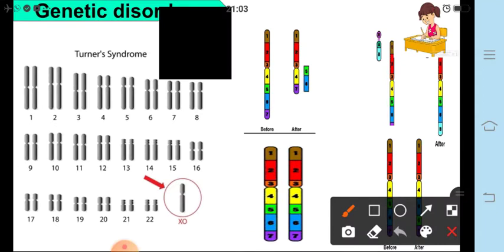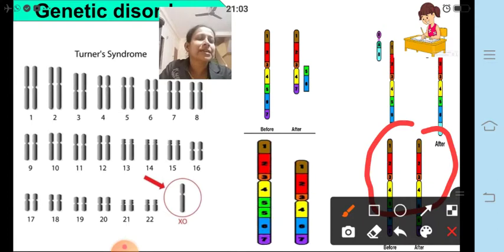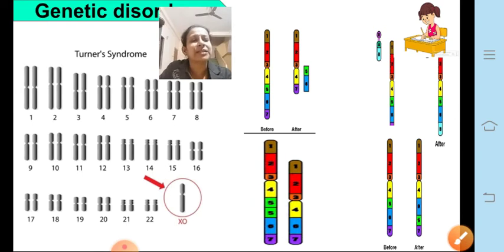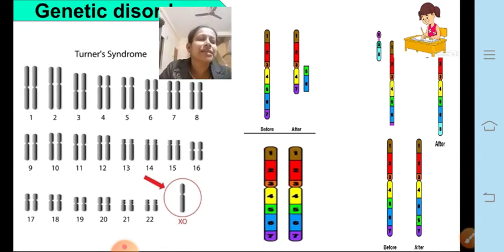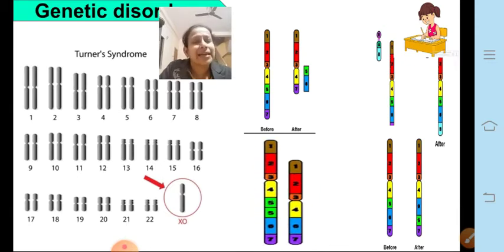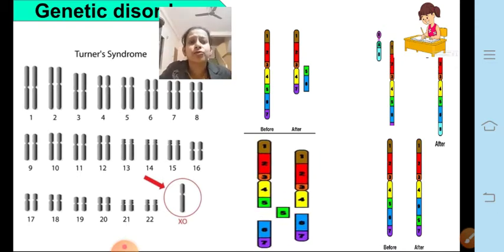Then in the last case, it is not shown here clearly, but there is something called inversion. You can see that the blue color is there and the green color is down. In the second part, the green color has come down and the blue color has gone up. That is a mutation called inversion. Because of inversion in part of the gene also, there will be some genetic disorder. So this is regarding the genetic disorders and the chromosomal abnormalities.